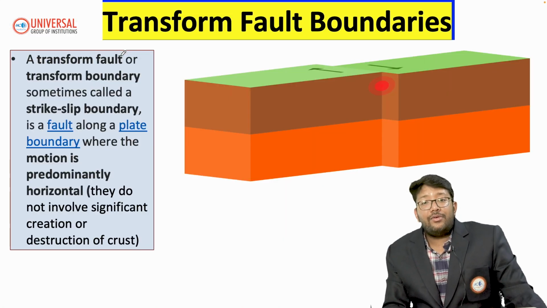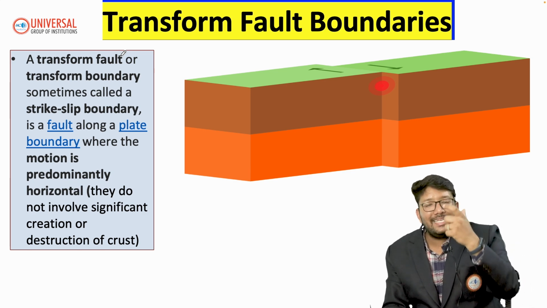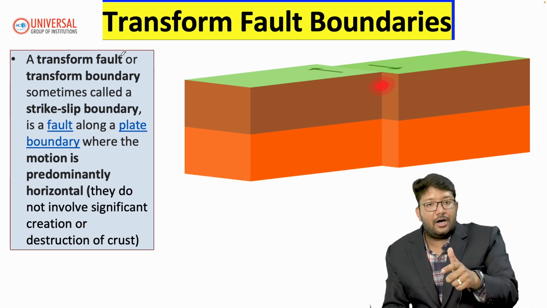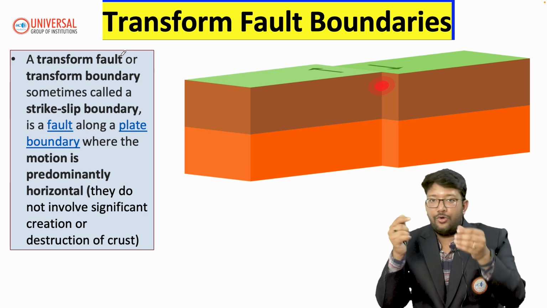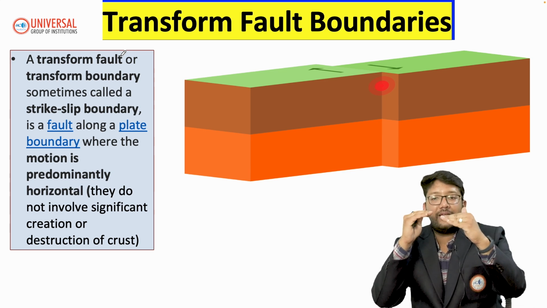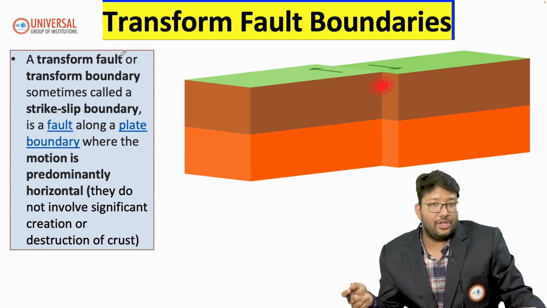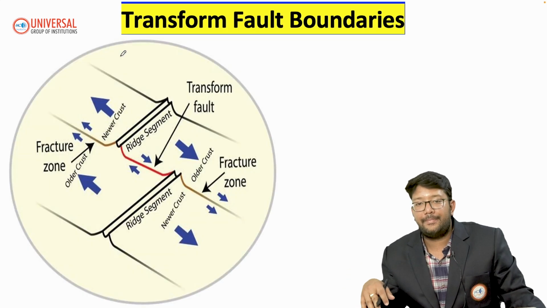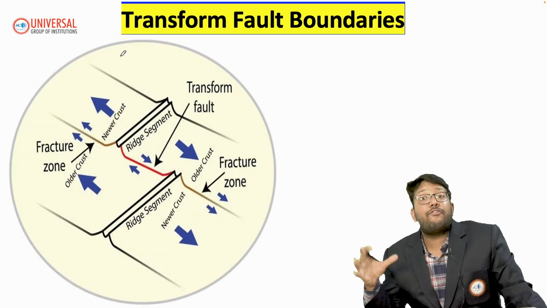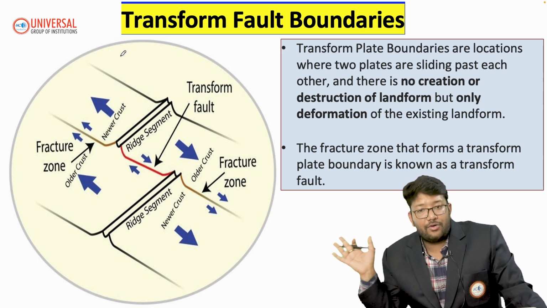Now the third boundary is the transform fault boundary. Transform boundary, or we can say transform fault, or strike slip boundary. It is a fault along a plate boundary. In this boundary, no plate is going down, no plate is going up, no plate is moving apart. The two plates slide past each other. That's why it is called strike slip boundary or lateral boundary, because nothing is getting destroyed and nothing is being created. It is also called a conservative boundary. Okay. In this type of boundary, faults are formed, and transform boundaries are located where two plates are sliding past. I already told you.